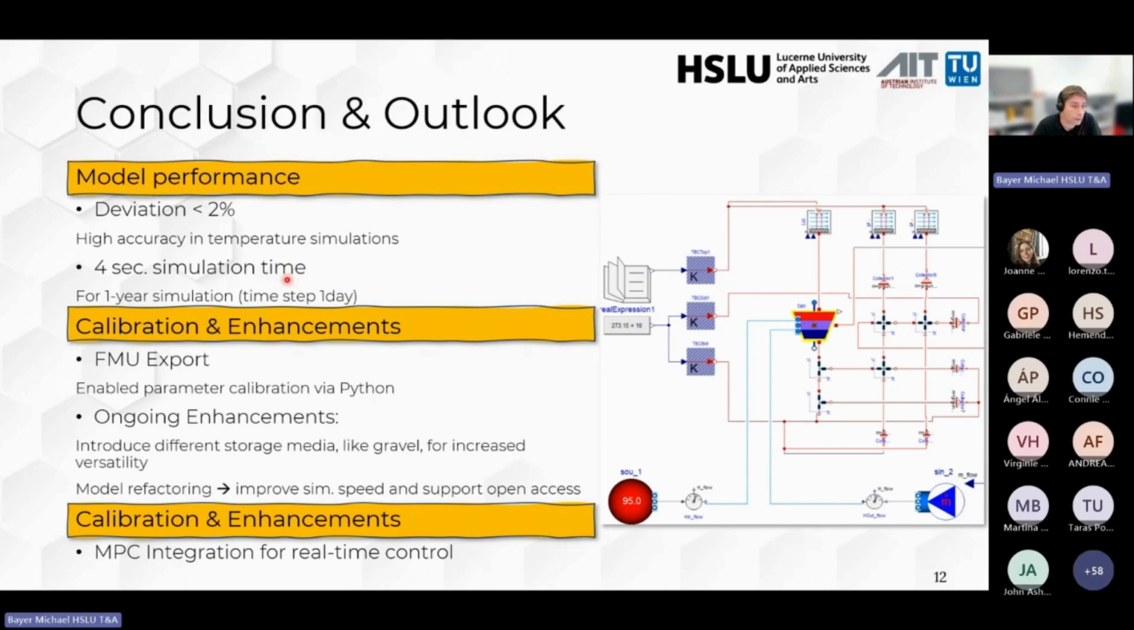What are we now planning to do? First of all, we already did the FMU export, and we are about to perform some parameter calibration with FMPy. Additionally, we will be working on different storage media, for example, the gravel-water mix. Also ongoing is model refactoring, so we can make it accessible to other people and more usable. The ultimate goal is then to implement this in an MPC and install it on one or both of the demo sites once they start operating.